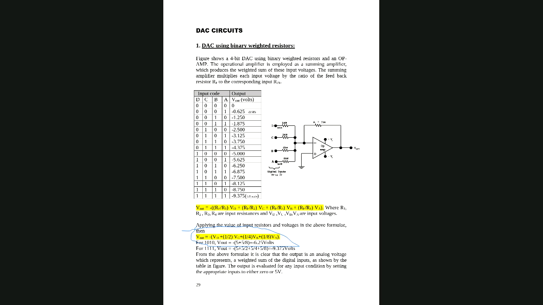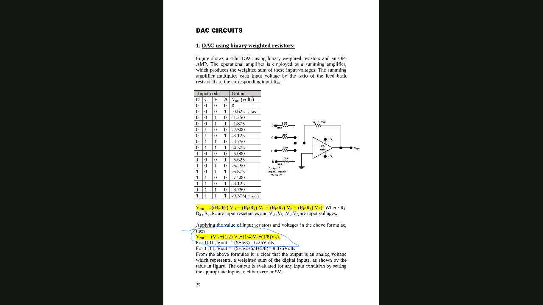This formula is constant. Assume it is 5-bit. Let's see the example of 5 bits. In the 5 bits we will have VA, VB, VC, VD and VE. So we will have 5 bits, A, B, C, D, E.